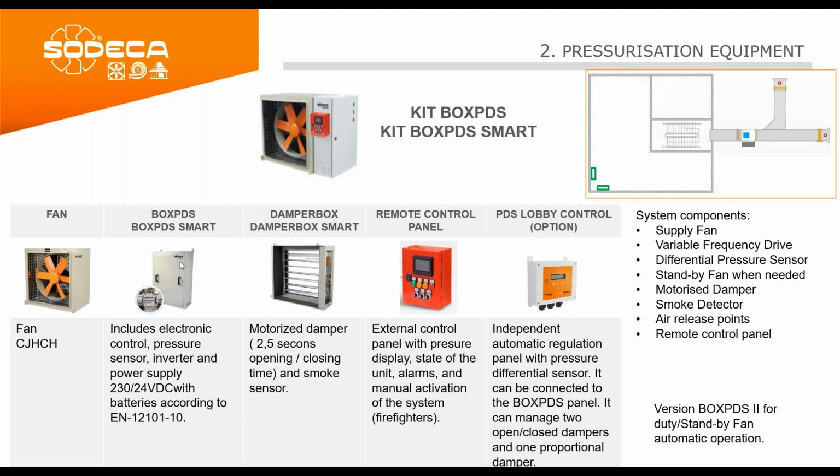The Box PDS pressurization control panel includes the electronic control, the pressure sensor, an inverter, and also power supply batteries according to EN 12101 part 10. These batteries are for the electronics of the panel, not for the power of the fan. But in case of power failure, when the building recovers the power, all the electronics are still working, so the system can work again very quickly.